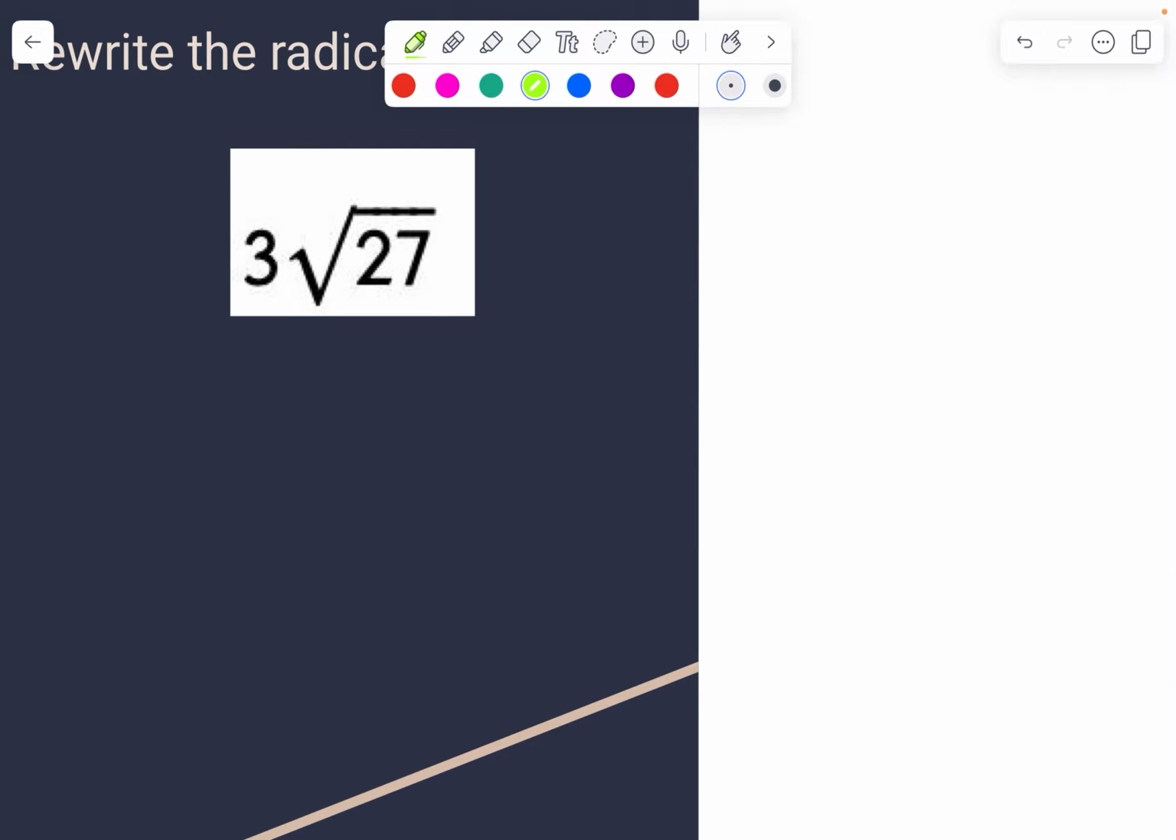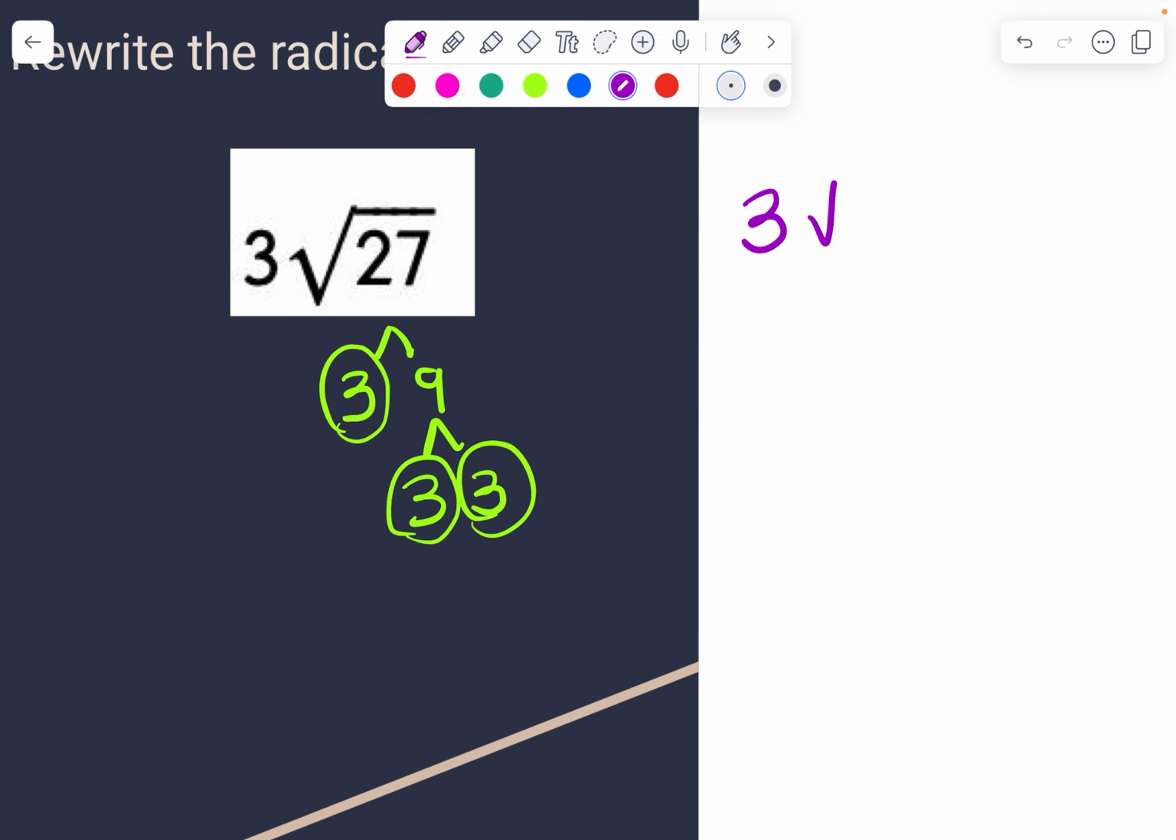All right, this one's a little bit different because we already have a 3 on the outside, but let's break up this 27. 27 is 3 times 9. 9 is 3 times 3. So when we write this, we already have our 3 on the outside. And then on the inside, we have 3, 3, and 3. We have a pair of 3's that we can put on the outside. And then that lone 3 has to stay on the inside.